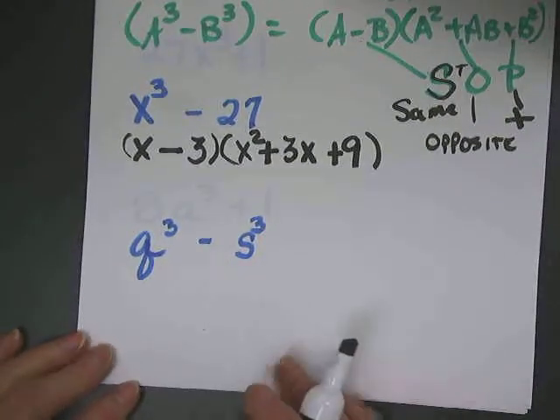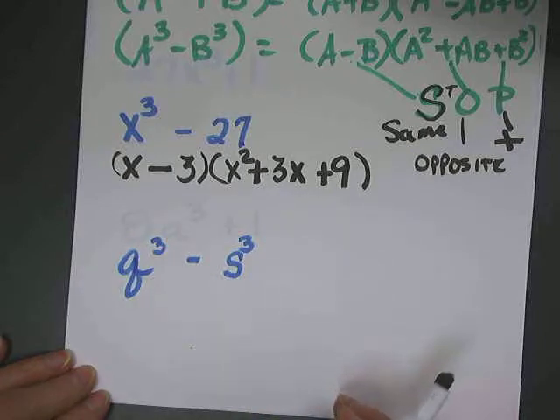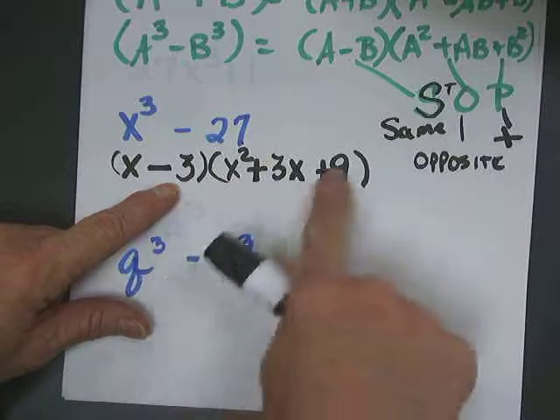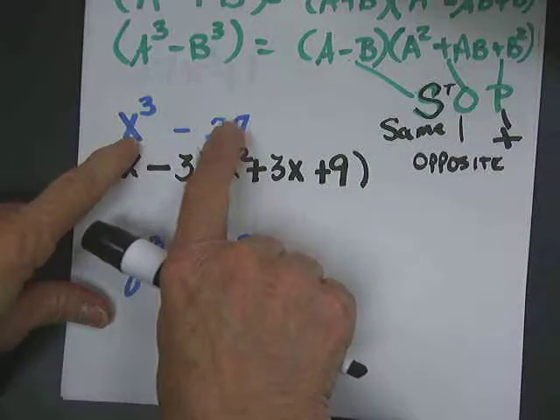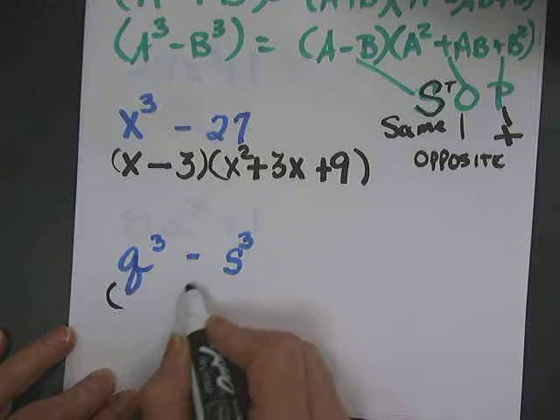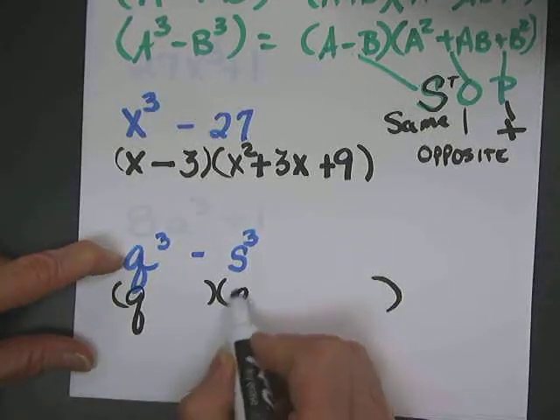Okay. What are the signs again? Same, opposite, and positive. We have one more thing we need. We need that middle term. We get the middle term by multiplying this times this. Be 3x. Right. 3 times x.